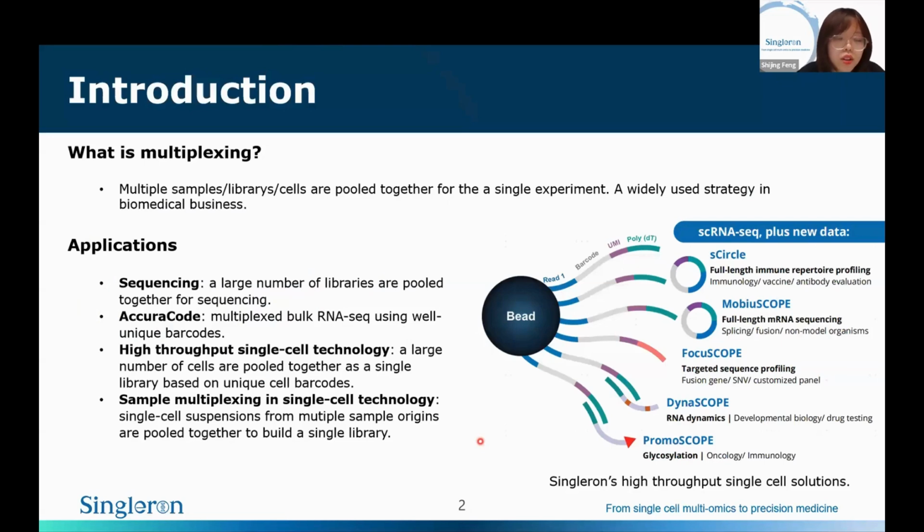First of all, let me introduce the concept of multiplexing. Multiplexing is a method of combining multiple signals into one signal, and in the meantime, you still have a way to decode and demultiplex the signals into different ones. In the biomedical industries, it is a widely used strategy that allows you to treat multiple samples, cells or libraries, pooled together for a single experiment. And currently, we have a lot of applications in our biomedical industries.